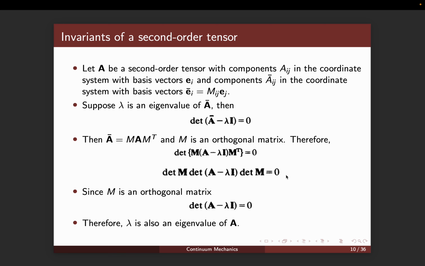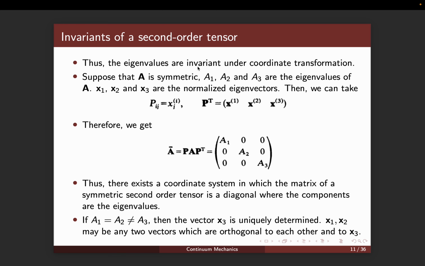So we can take out M and M transpose, and a determinant of A, B, C is always equal to determinant of A, determinant of B, and determinant of C. So we can write that expression of determinant in terms of products. Since M is an orthogonal matrix, determinant of M is 1. So therefore we get back to determinant of A minus lambda I equal to 0. It means lambda is an eigenvalue for A also, right? So thus the eigenvalues are invariant under coordinate transformation.